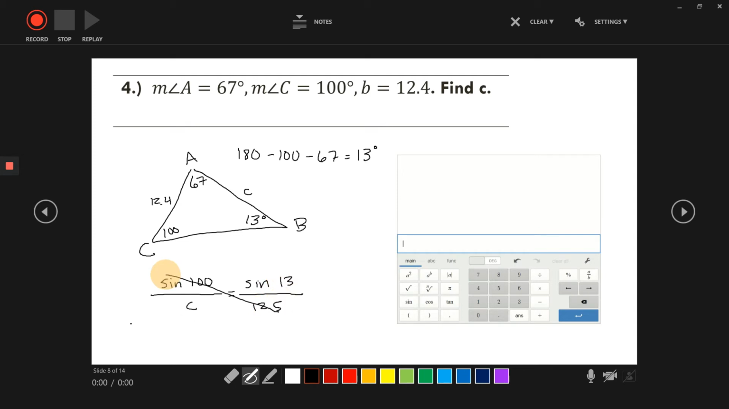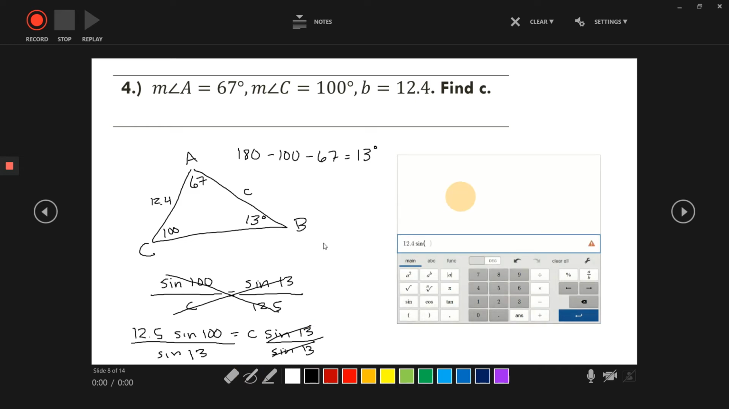Okay? We can cross multiply. So 12.5 sine of 100 equals C times sine of 13. So we're solving for C. We can divide off this sine 13. And that will give us C. So let's try this on the calculator. So 12.5, oops, 12.4. It's 12.4 and I wrote 12.5 over here. I'm sorry. Sine of 100 over sine 13. So that's our value for C. So 54.3. Yeah, this should have been a 12.4. Sorry, guys. It's 12.4.